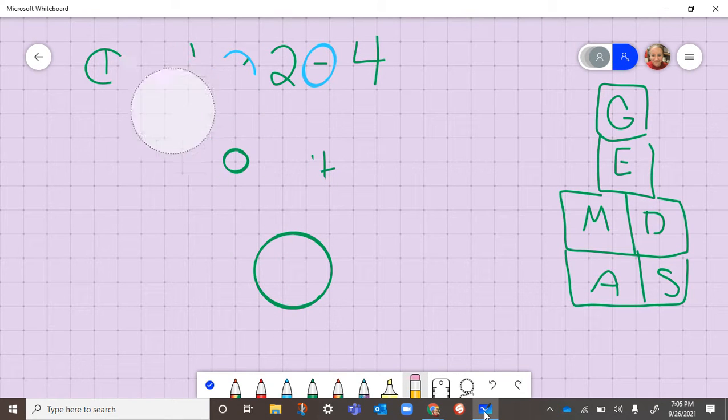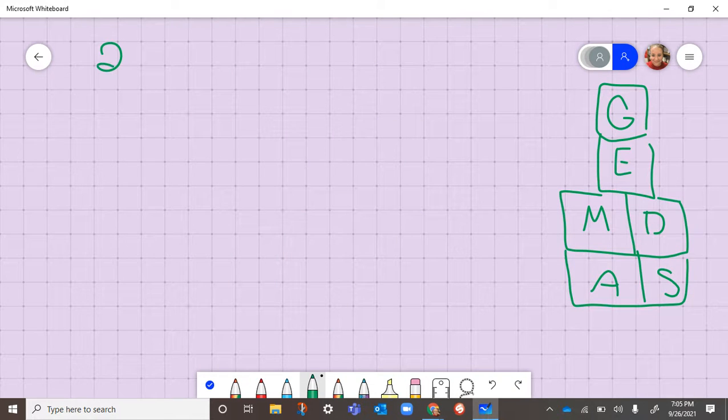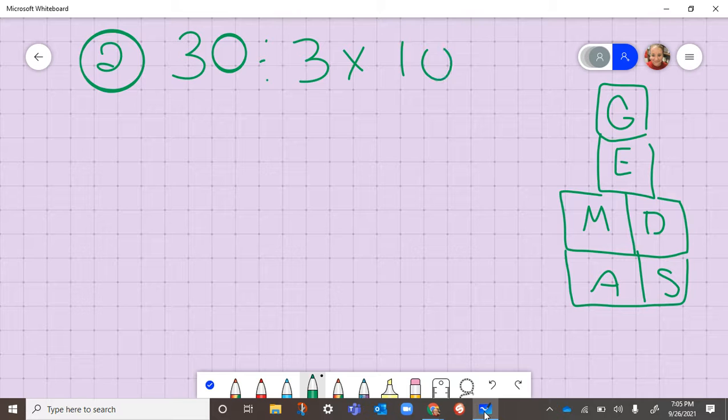Number 2 is 30 divided by 3 times 10. Now, this one was one where there was a lot of confusion because you've got the multiplication and the division, and if you notice, those boxes are side by side. We do not always do multiplication first. We do not always do division first. Same with adding and subtracting.